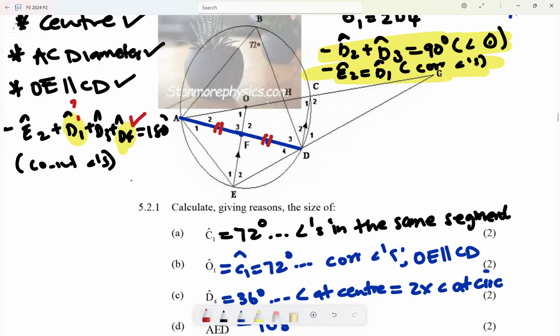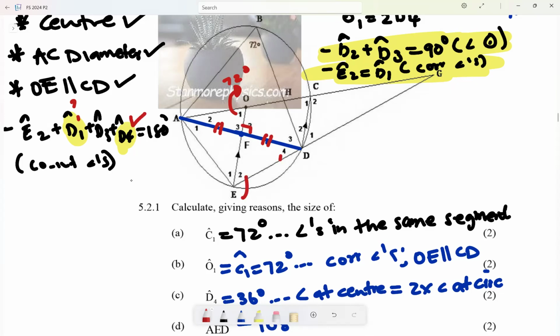Do I have O1? Yes, I have O1. O1, remember how much is O1? 72. Another thing I can use maybe, if I can prove any of these angles is equal to 90, I'm good. Let me see something. Okay, here I can use something. I can also prove this one is equal to 90.